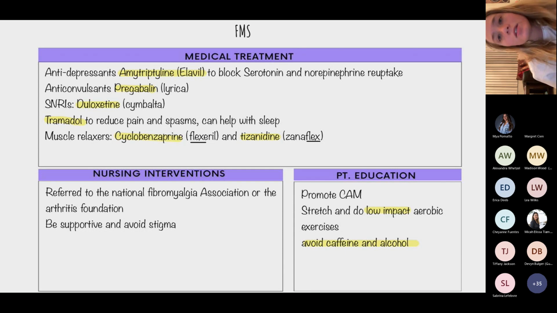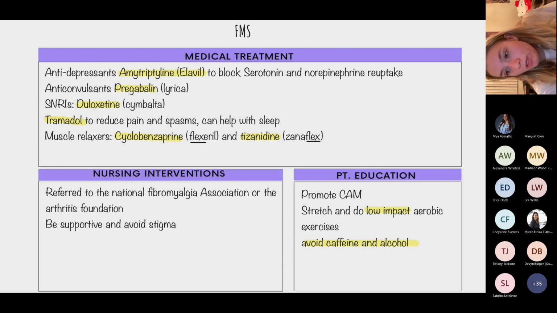Amitriptyline, pregabalin, duloxetine, tramadol, cyclobenzaprine, tizanidine, all of these act more on the neuro pathway because this is neurodysfunction. Because so little is known about the cause and research is still ongoing, we actually advocate for some complementary and alternative medicine, such as guided imagery, deep breathing, and acupuncture, because all of that can really help these patients since we don't have a definitive medical treatment.